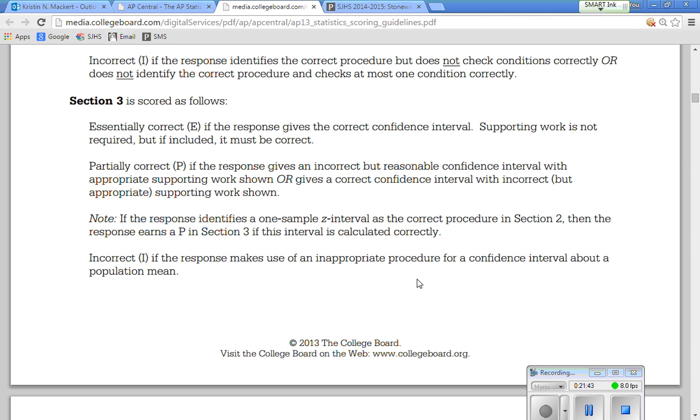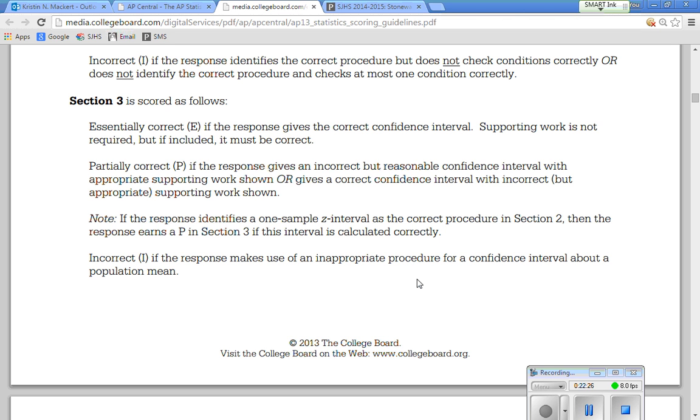Partially correct if you give an incorrect but reasonable confidence interval with appropriate supporting work shown. In other words, if you use Z procedures rather than T procedures, then we could possibly give you a P here. It's a reasonable one. Does that make sense? So that's something that you can think about. A confidence interval with incorrect supporting work. Note, if the response identifies a one sample Z interval as the correct procedure in section 2, then we get a P in section 3. I think that's what I just said, right? If you identify the wrong test but use it correctly, then you get an I and a P. All right, then I if you just did it wrong.